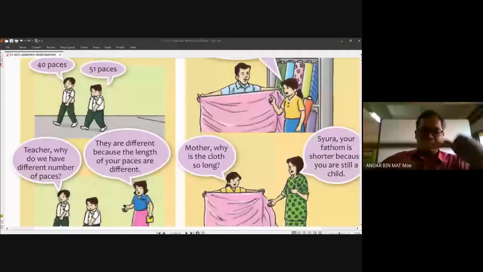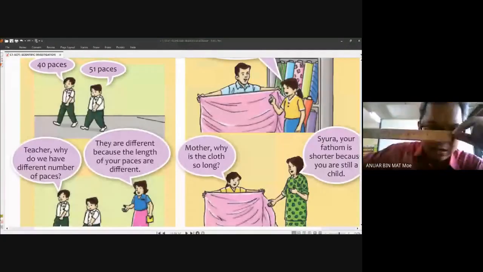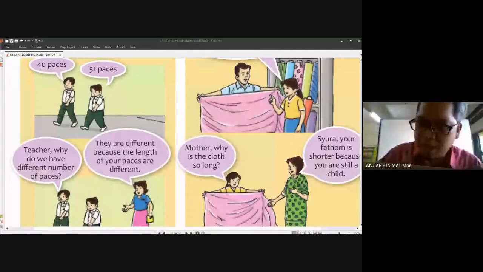Okay, for the length, what unit do they use? Where is the ruler? If you still remember, what unit do they use? You notice your ruler. Can you see my video? Can you see my face here? There is a ruler here.